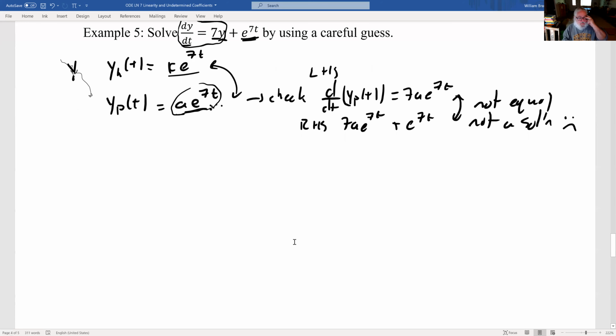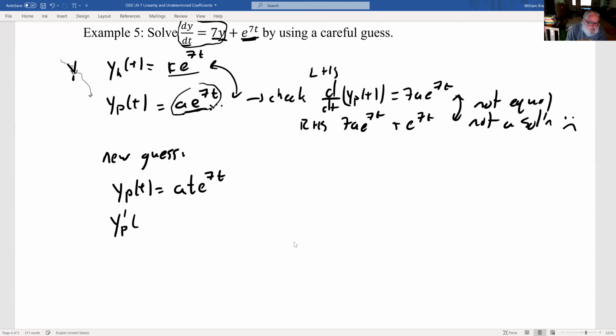Well, the product rule comes to us. The product rule saves us again. So we're going to change our guess by multiplying by t. And now the derivative of this, we pick up an extra term because it's a product. Derivative of the first is 1, so we get a e to the 7t, plus the derivative of the second times the first. So the derivative of the second is 7, and then I have the at e to the 7t.